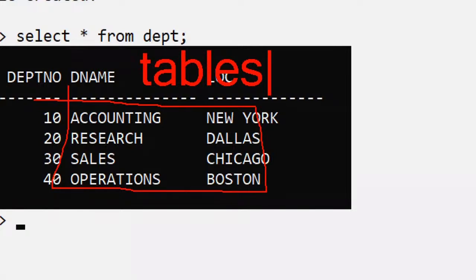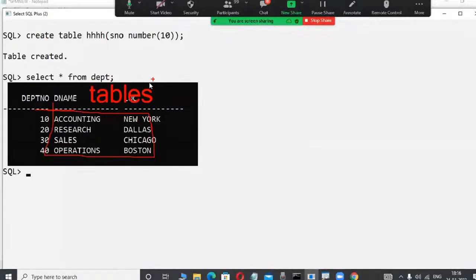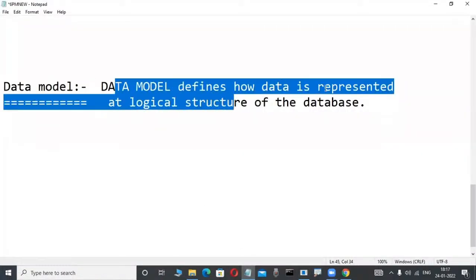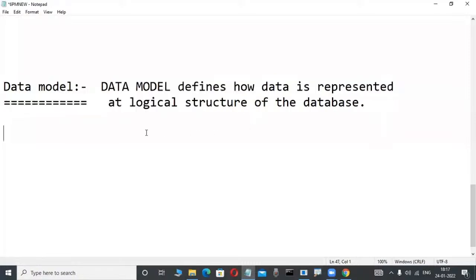Hierarchical data model, network data model, and some other data models were there. IMS software and IDMS software were there in those days. But nowadays, observe here, a data model is nothing but how data is represented at a logical structure of the database. And now check it out, concentrate here.